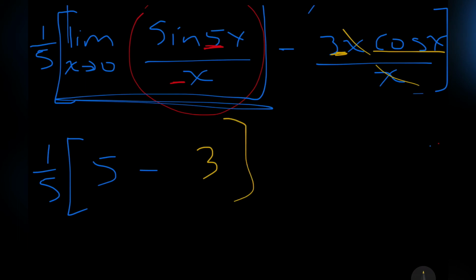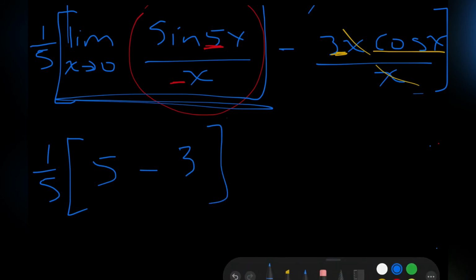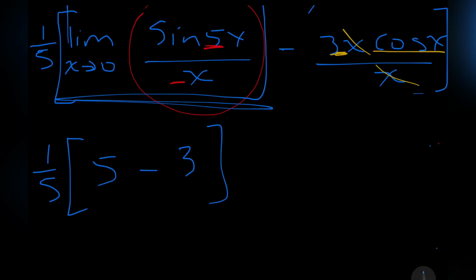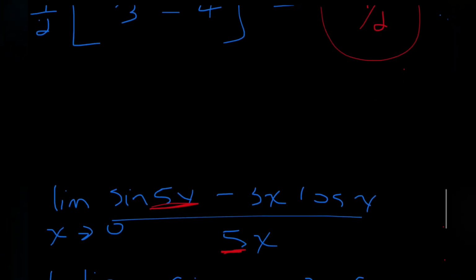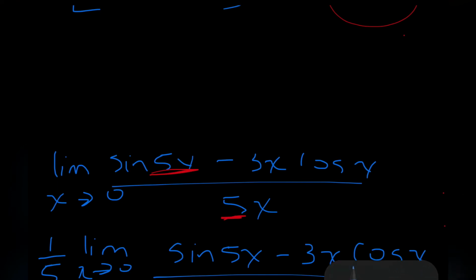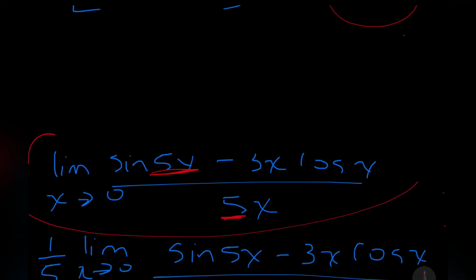Let me change the color. So inside the bracket we have 5 minus 3, and that would give us a 2, so we'd have 2 over 5. So the limit of this function, let me go back up. The limit of this function as x approaches 0 is equal to 2/5.